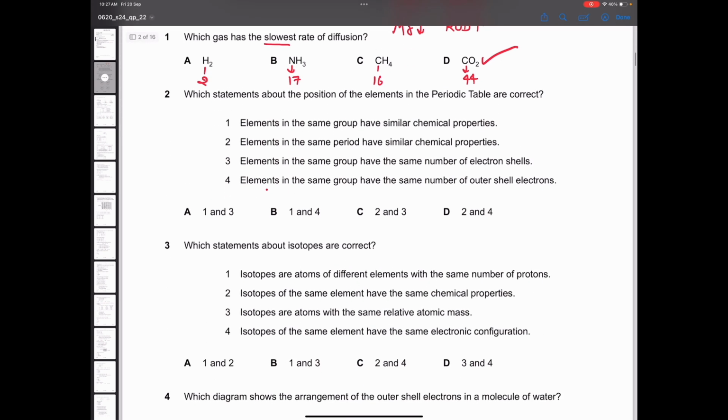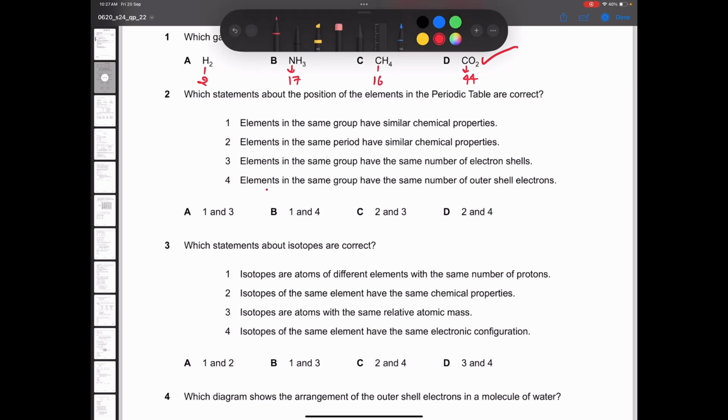Next question. Which statement about the position of elements in the periodic table is correct? Elements in the same group have similar chemical properties. Yes, this is true. Elements in the same period have similar chemical properties. This is not right. It only stands for the elements in the same group.